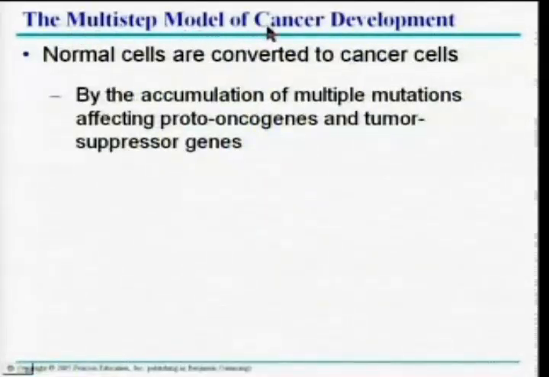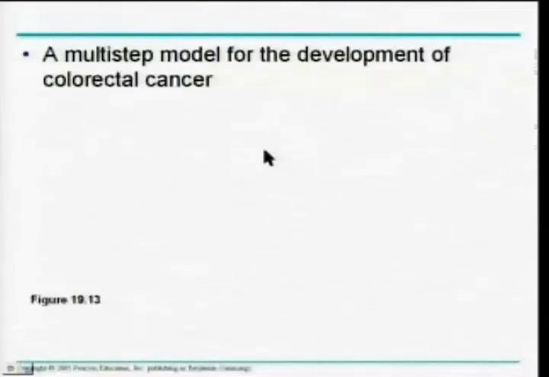The multi-step model of cancer development is the next idea we will consider. Normal cells are converted to cancer cells. We've considered a few ways that can occur. Remember, there's environmental chemicals and things like that that can change the genes of cells and make them cancerous too, but everything taken into account, normal cells are converted to cancer cells by the accumulation of multiple mutations affecting proto-oncogenes and tumor suppressor genes. A multi-step model for the development of colorectal cancer is an example of this.